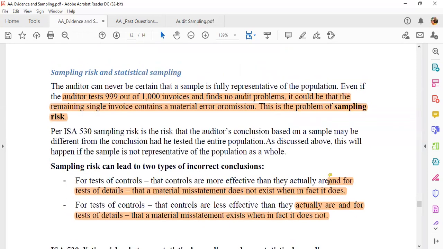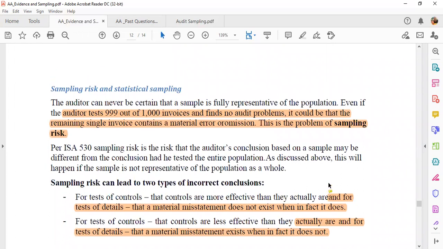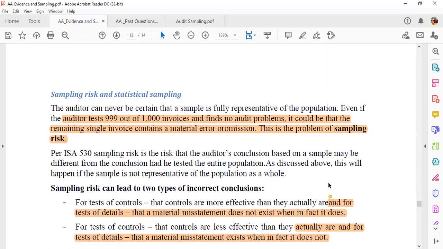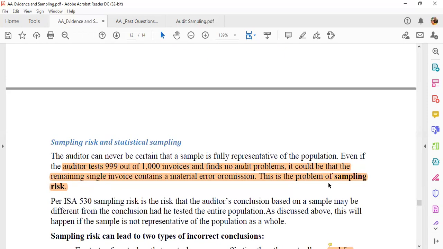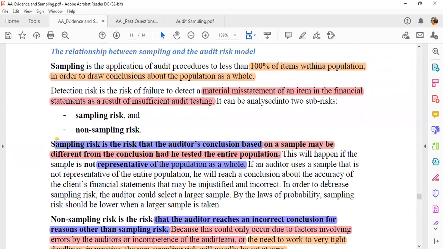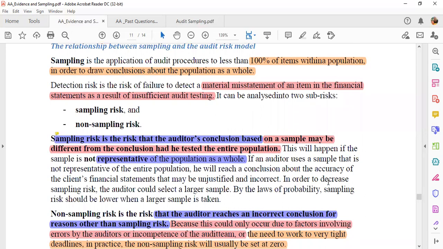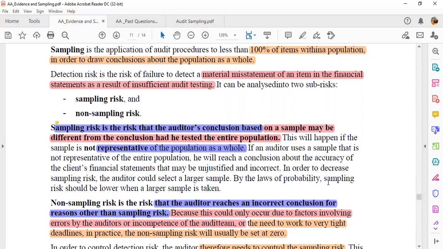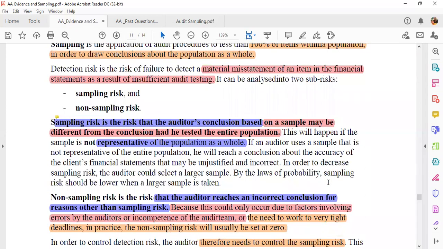Sampling risk can lead to a wrong conclusion. The auditor can say that the financial statements show a true and fair view when they do not, and vice versa. We have what we call detection risk. Detection risk can be divided into two: sampling risk and non-sampling risk. Sampling risk arises as a result of not checking the entire population. Non-sampling risk arises as a result of other factors, maybe incompetence of the auditor, lack of experience, or a tight audit deadline. In practice, we said non-sampling risk should be zero. Please don't forget this.